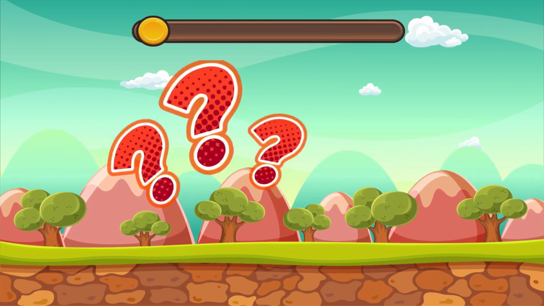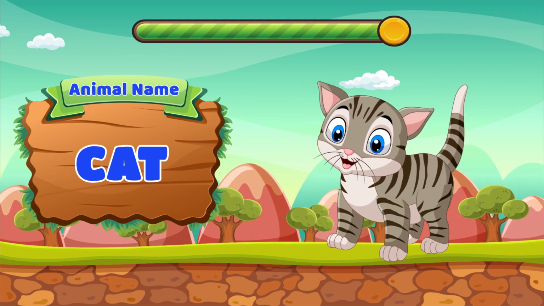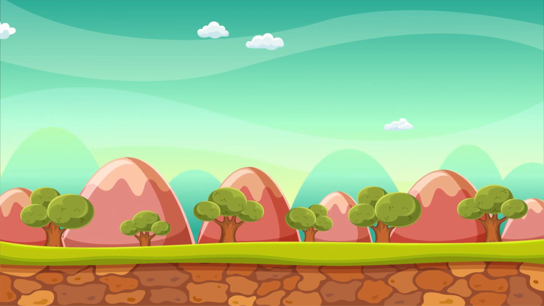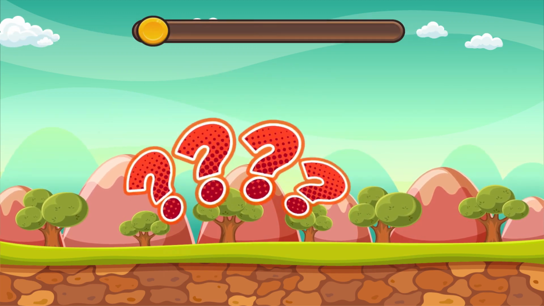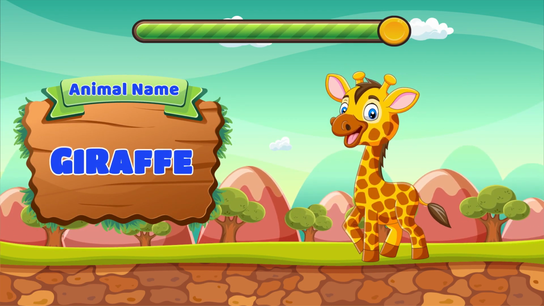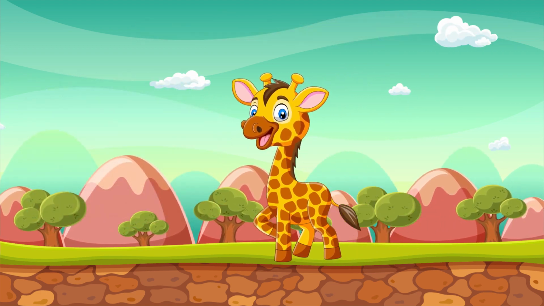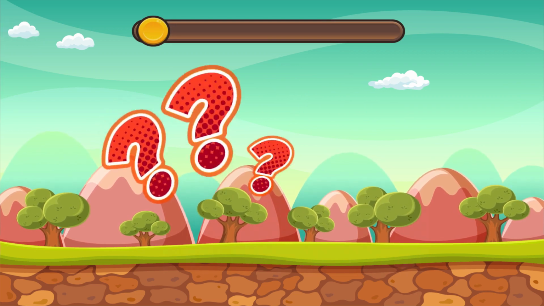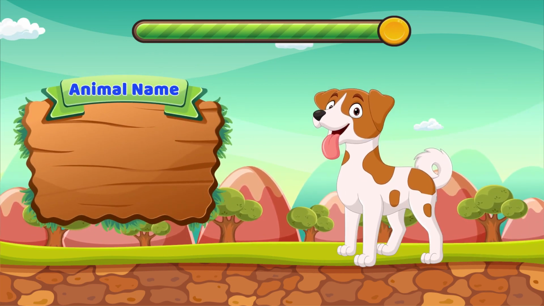Can you guess the animal? It's a cat. Can you guess the animal? It's a giraffe. Can you guess the animal? It's a dog.